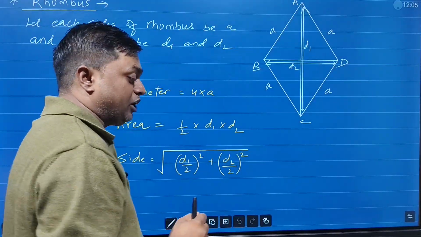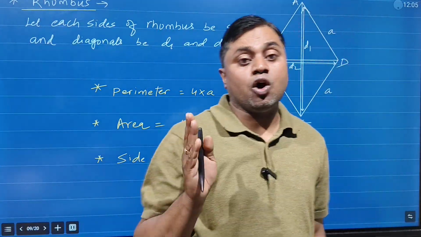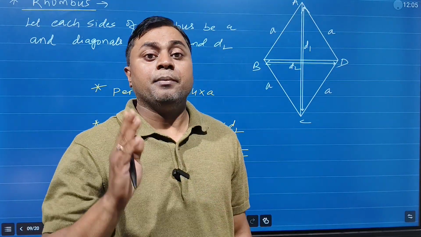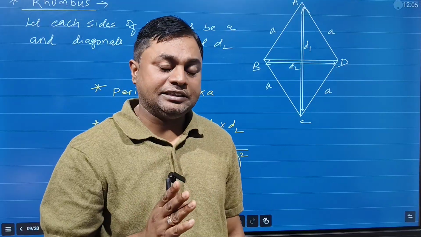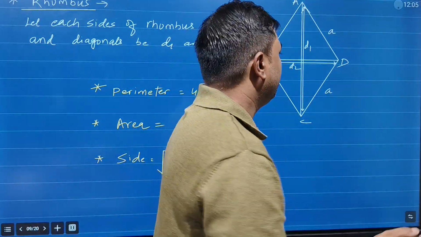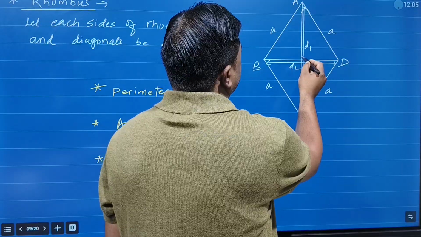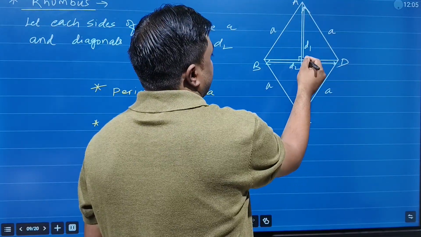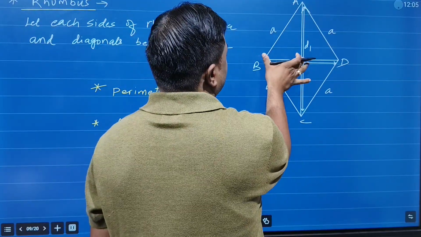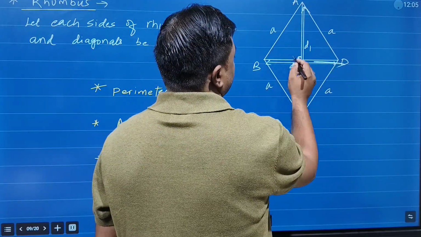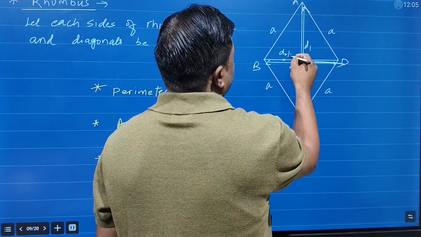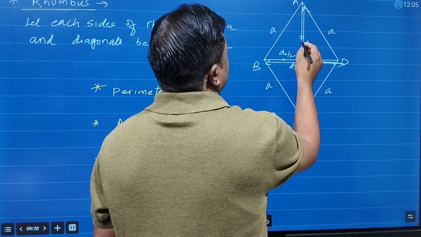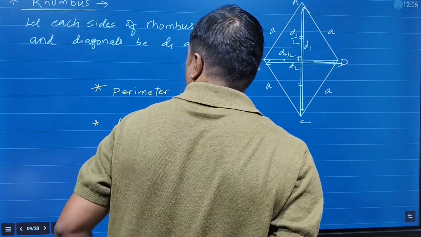One of the properties of a rhombus is that the diagonals of a rhombus perpendicularly bisect each other. They will bisect each other as well as bisect at 90 degrees. You can see this is D1 and this is D2. They are bisecting at 90 degrees. It means this part is, if the total is D2, D2 by 2. If the total is D1, what is this part? This part will be equal to this part, that is D1 by 2. Am I clear?